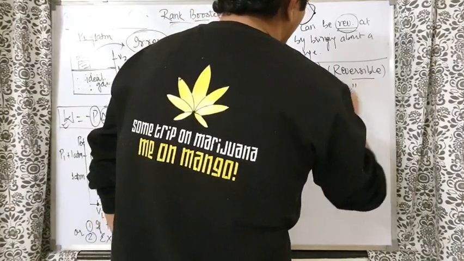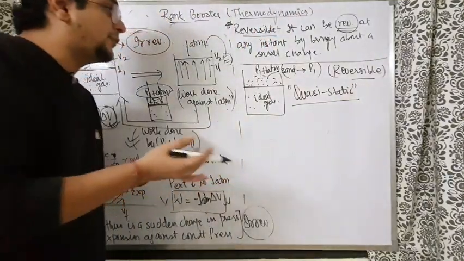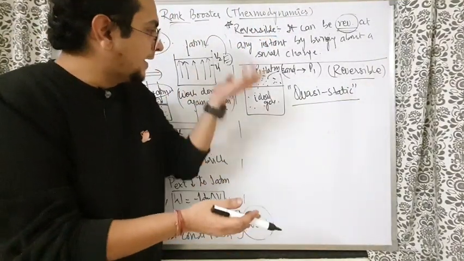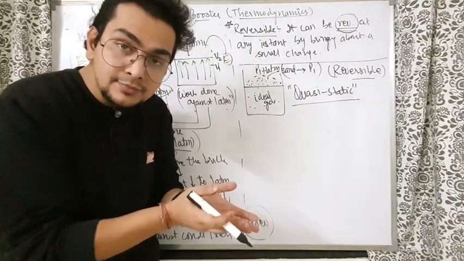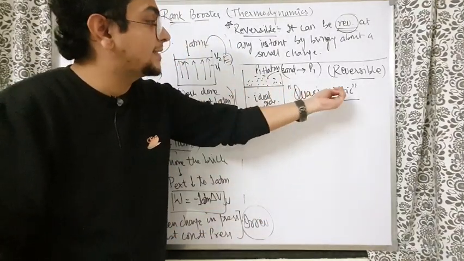Then you will get frustrated: "Sir, do something." If you remove just 1, 2, 3, 4 particles, only a negligible change will come, and it will take a lot of time to complete. Such a kind of process is called a quasi-static process.